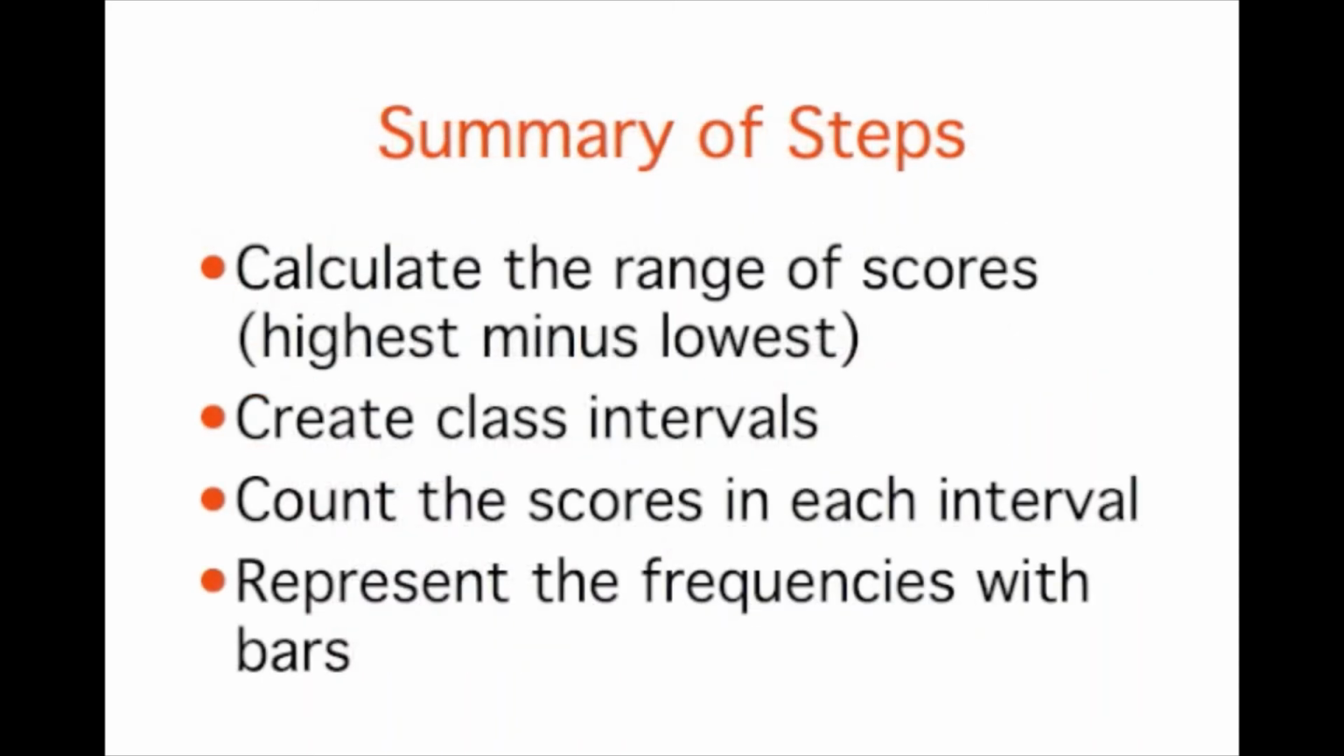To summarize the steps in constructing a histogram, you first calculate the range of scores by subtracting the smallest observation from the largest. The range of scores is then broken into intervals, called class intervals. Next, the number of scores falling into each interval is counted or tallied to obtain the class frequencies. Finally, the class frequencies are represented by bars.